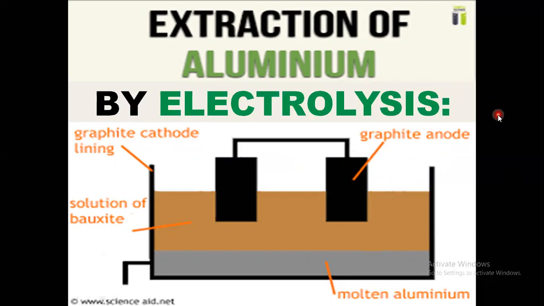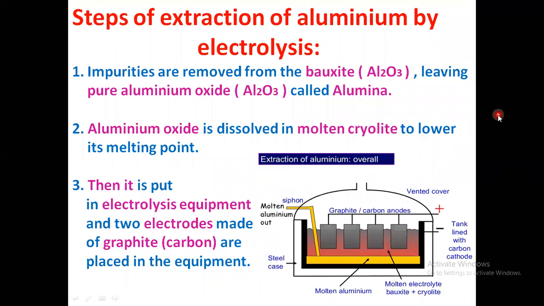Clear? Let's see the steps of extraction of aluminium by electrolysis. In the first step, impurities are removed from bauxite, the aluminium ore, leaving behind pure aluminium oxide, which is called alumina. Pure aluminium oxide, after removing the impurities, is called alumina. Clear?